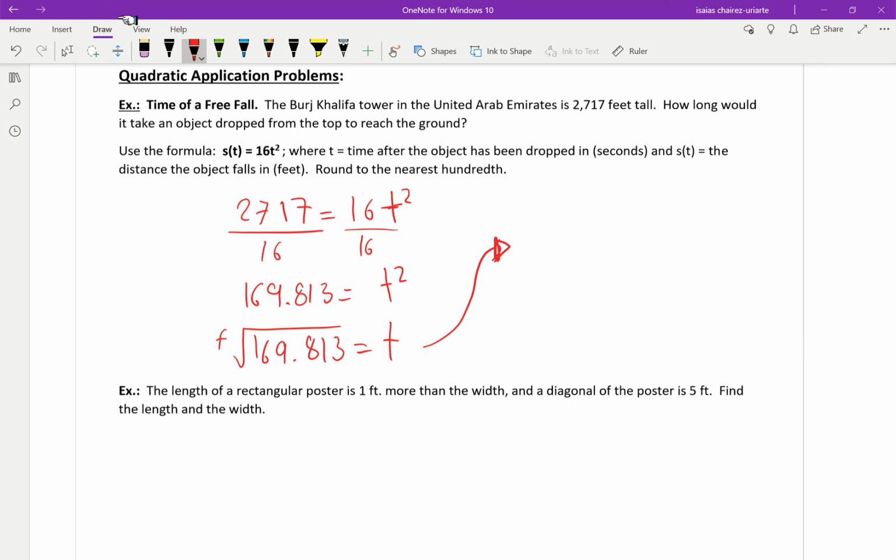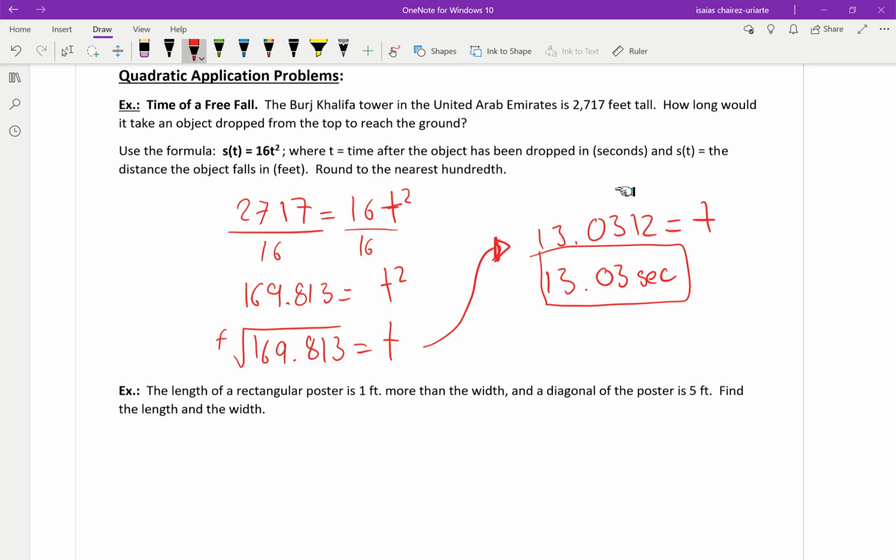So let's find the square root of 169.813. I'm just using my calculator over here on the side. I get something like 13.0312. I'm supposed to round to the nearest hundredth, so that's the second decimal place. This is my tenths, this is my hundredths, so I'm just going to say that 13.03 seconds. All right, that's how long it takes this object to fall to the ground from the top of this tower.